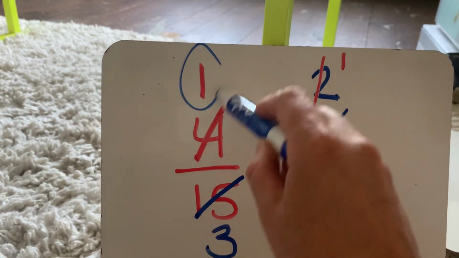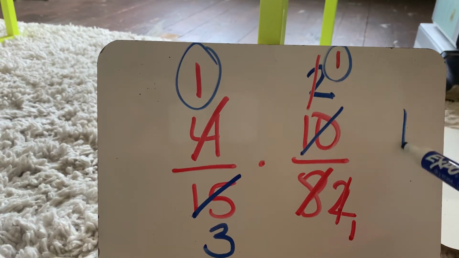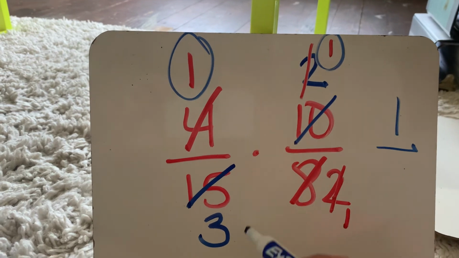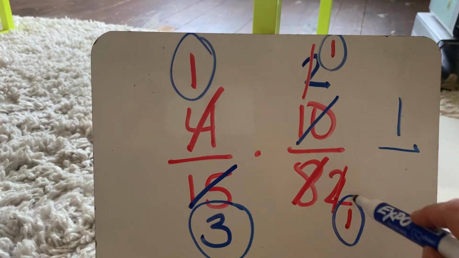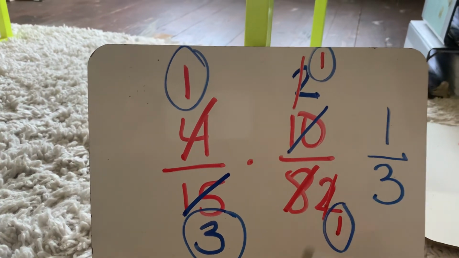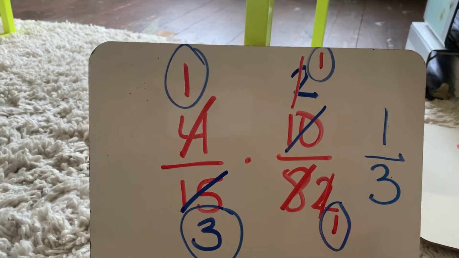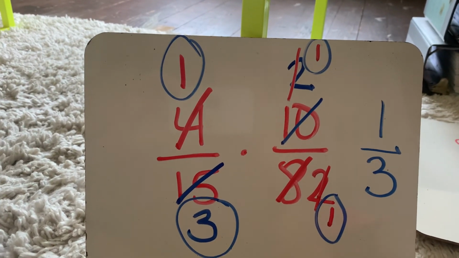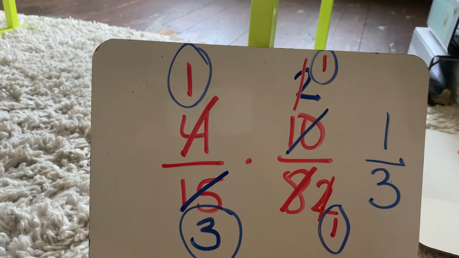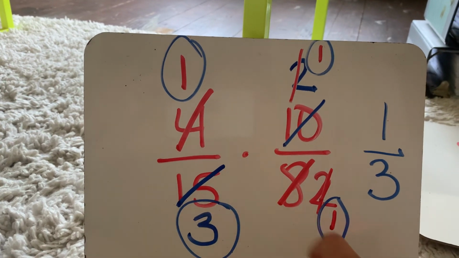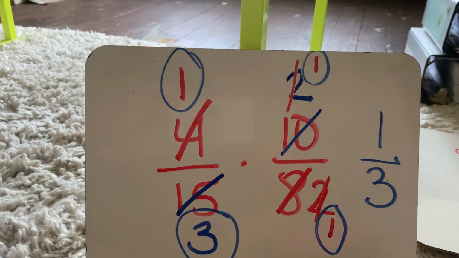Up top, I have a 1 times a 1, easy peasy. And on the bottom, I have a 3 times a 1, 3. The answer to this question is 1/3. Doesn't that seem like a lot less trouble than multiplying 15 by 8 and then reducing?